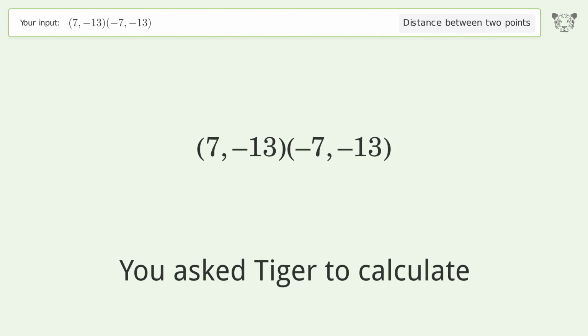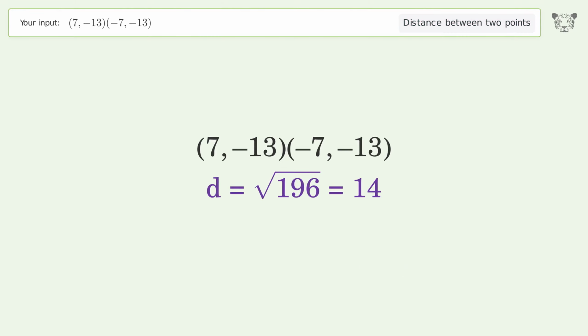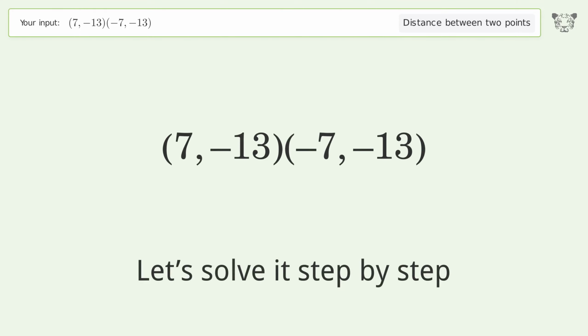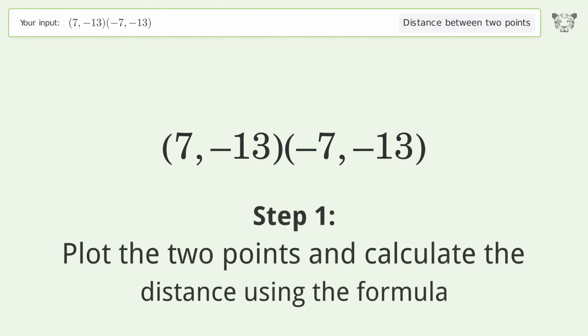You ask Tiger to calculate. This deals with the distance between 2 points. The distance between the 2 points is the square root of 196, or 14. Let's solve it step by step. Plot the 2 points and calculate the distance using the formula.